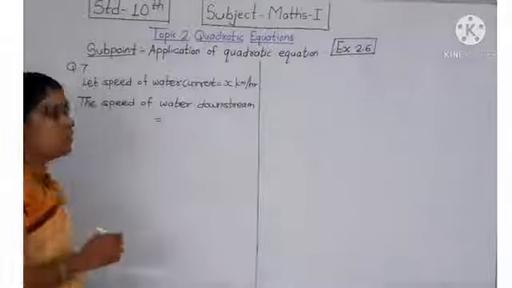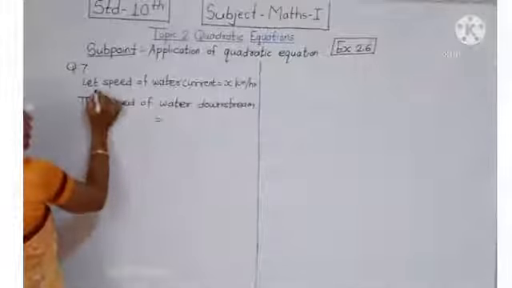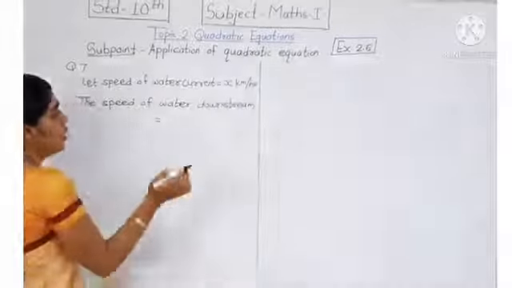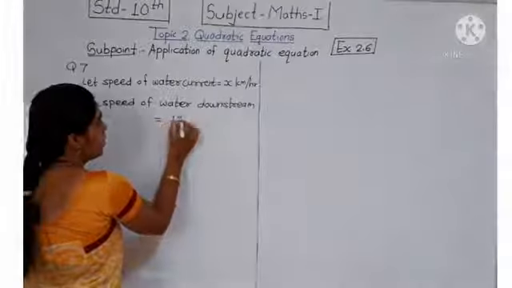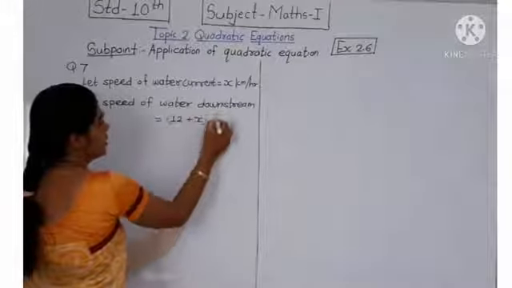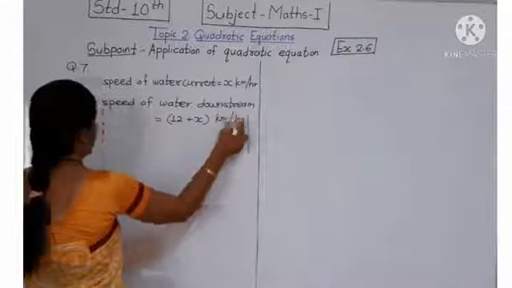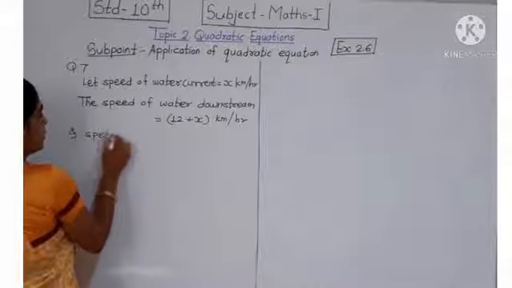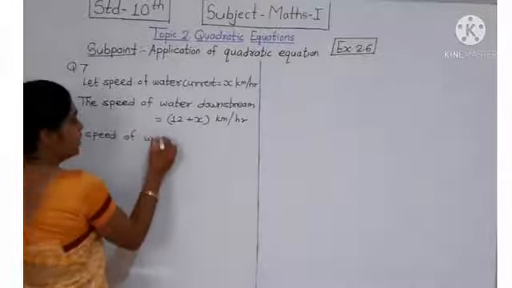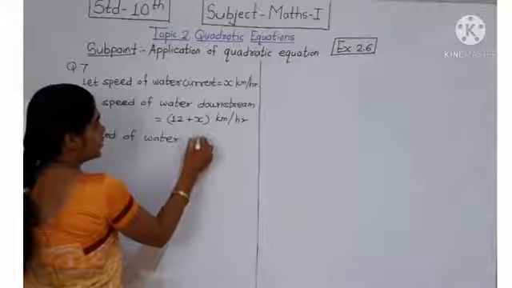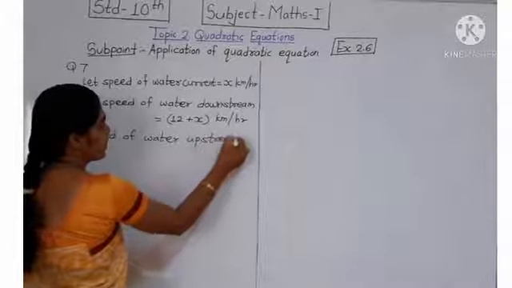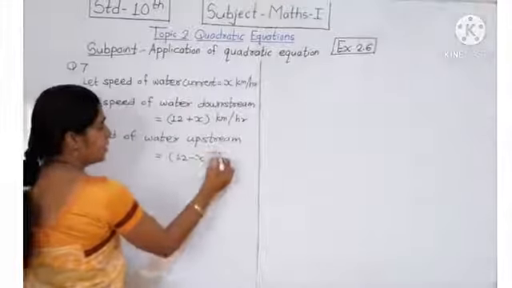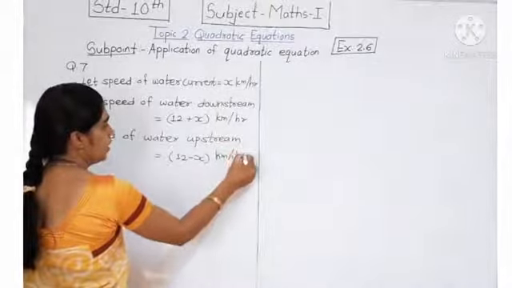What is the speed in downstream? Speed of boat in still water is 12, so it becomes 12 plus x kilometer per hour. And the speed upstream? What is the speed upstream? 12 minus x kilometer per hour.